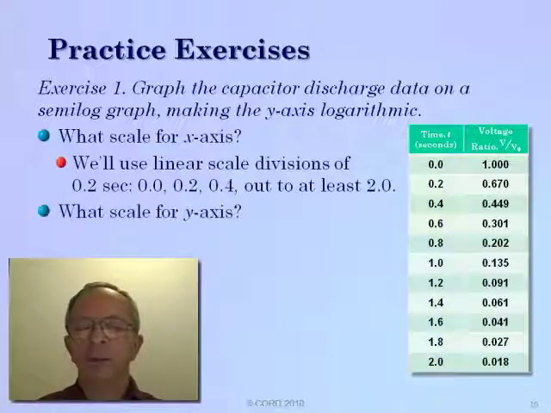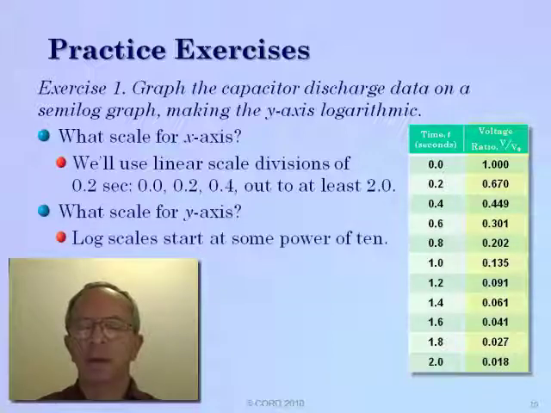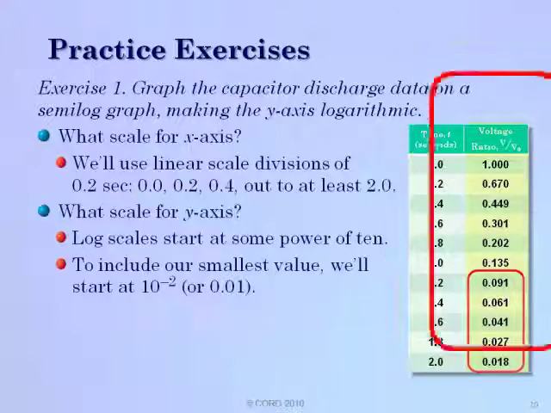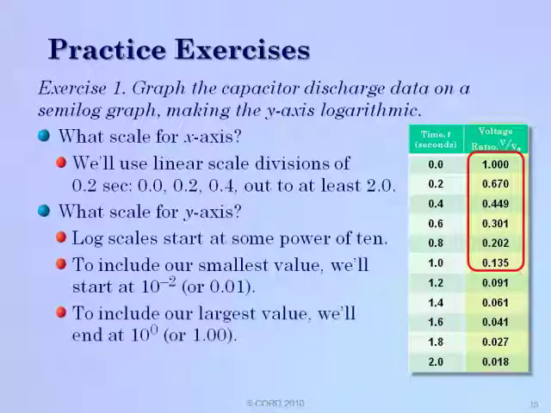And what about the scale for the y-axis? Well, here's where we need to make a logarithmic scale, right? Log scales start at some power of 10 and then increment up to the next decade. So our smallest decade will probably start at about 0.01 or 10 to the minus 2, because that's where our lowest values are. And our highest values need to get all the way up to 1.0 or 10 to the 0 power. So we're going to have to span our logarithmic scale from 10 to the minus 2 through 10 to the minus 1 and up to 10 to the 0 power.